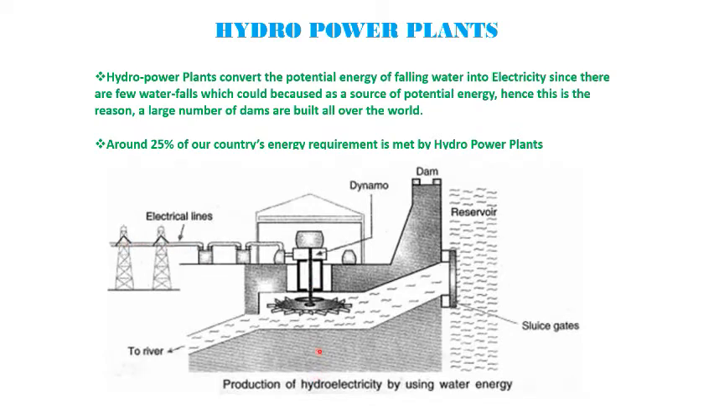Now this water, after transferring this, just travels through the river. This water is again transferred to the sea or elsewhere, and it can come back in the form of rain, and this water is again stored within this reservoir.